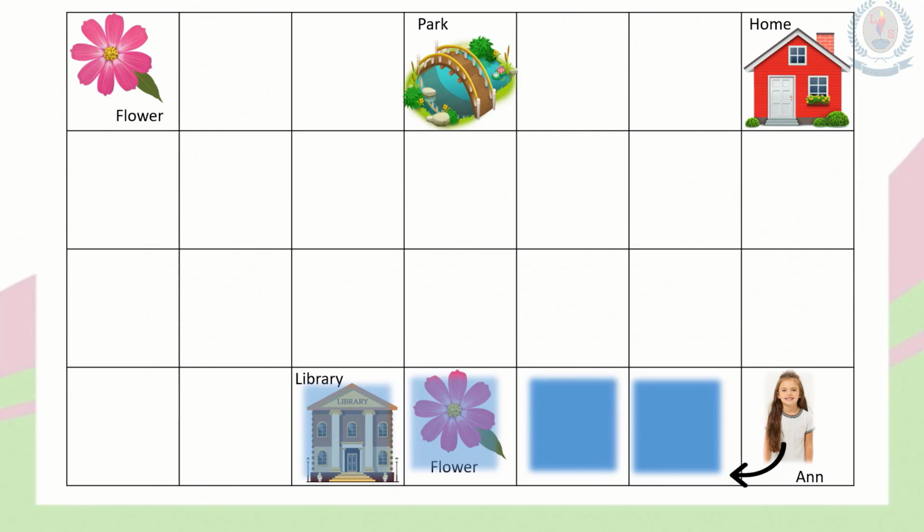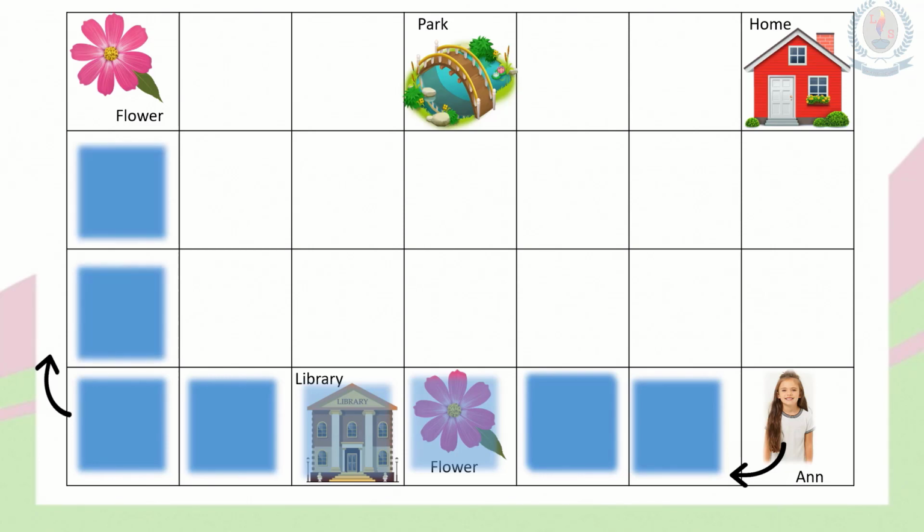Then she moves 2 squares forward. 1, 2. And makes a quarter turn clockwise. And goes 3 squares forward to pluck the second flower. 1, 2, 3. Now she has plucked 2 flowers.